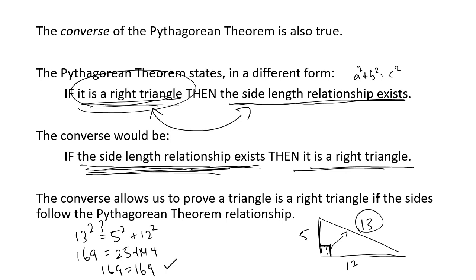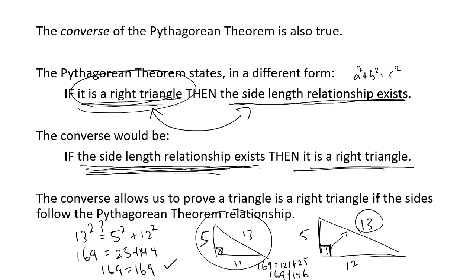If we were to try another case, if we were to try, say, 5, 11, and 13, then we would get 169 equals 121 plus 25. That's 169 equals 146. Wait, that doesn't work. So because the side relationship doesn't work for this triangle, we know that it's not a right triangle.